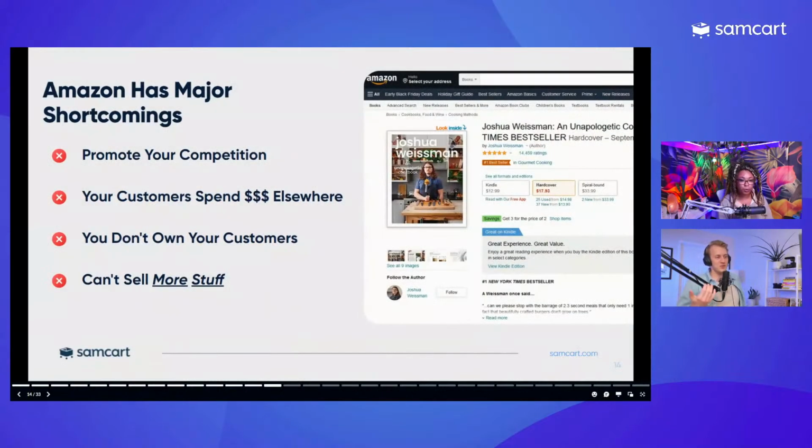Amazon has major shortcomings. So Joshua is selling his book on Amazon. You see it here. You can get the Kindle edition, the hardback cover. But here are the problems when it comes to you, the seller, working on Amazon's platform, Amazon.com. One, they're going to promote your competition. So you as the seller don't really matter. It's really all about the buyer experience.